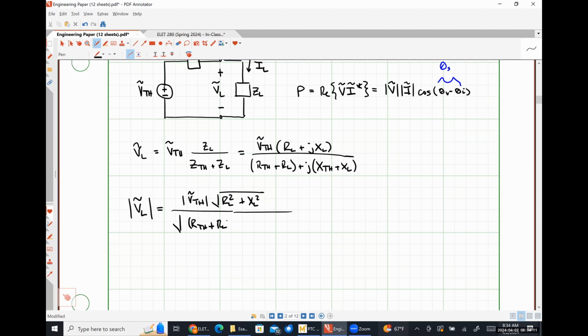the square root of RTH plus RL squared plus XTH plus XL squared. And that is the exact same thing that I would get if I went through all of the effort of multiplying this thing by its complex conjugate and effectively foiling everything out. So here's my magnitude of my voltage.